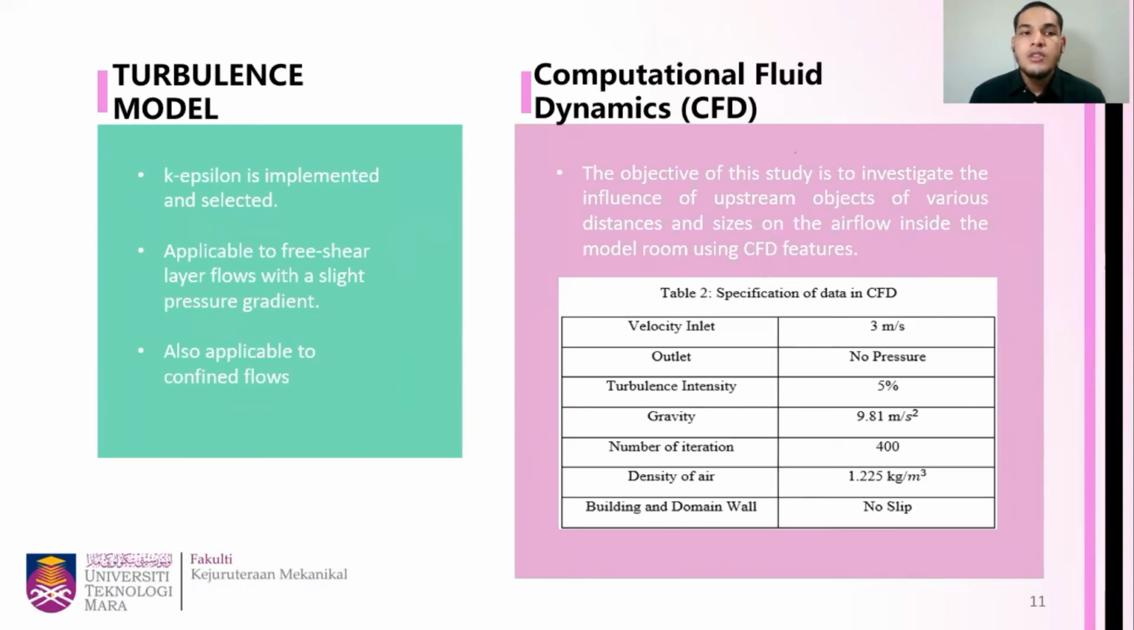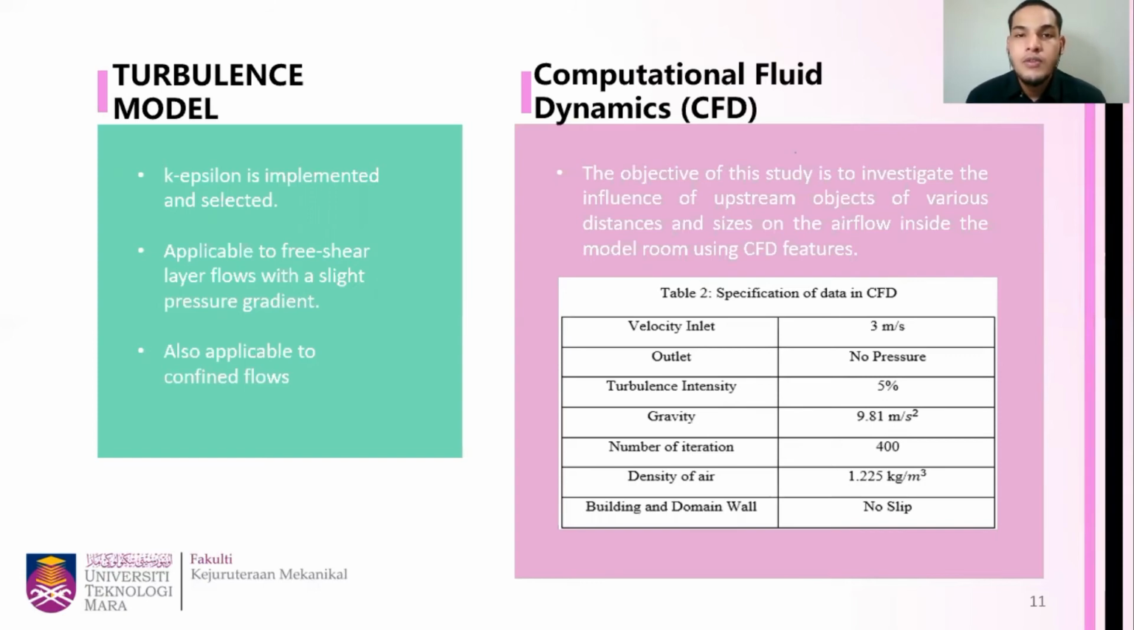Next, we will go to the turbulence model, which is the model that we use for this CFD study. K epsilon is implemented and selected. The K epsilon model is selected because it is applicable to free shear layer flows with a slight pressure gradient, and it is also applicable to confined flows.